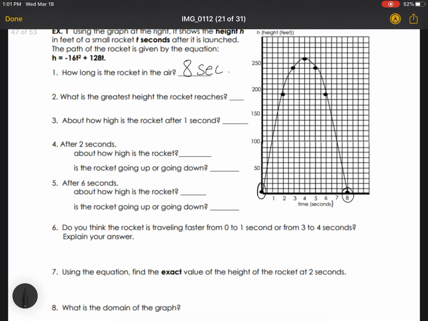What's the greatest height that the rocket reaches? It's asking for the max height. That's going to be this point here. Each of these hash marks is going up by units of 10. So here's 250. It's one above that, so it looks like it reaches 260.